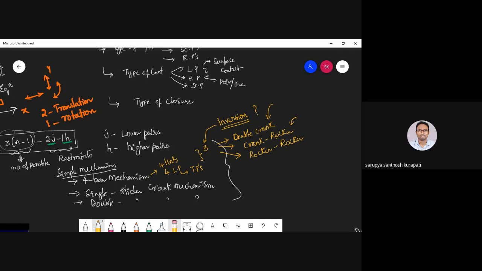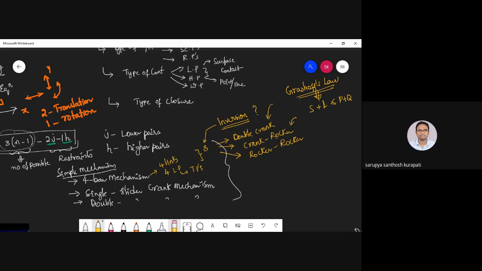To obtain these mechanisms, the very important law is Grashof's law. What Grashof stated applies to all mechanisms, that is 4-bar, single slider, double slider. The sum of the shortest plus longest link should always be less than or equal to the sum of the other 2 links, that is P and Q.